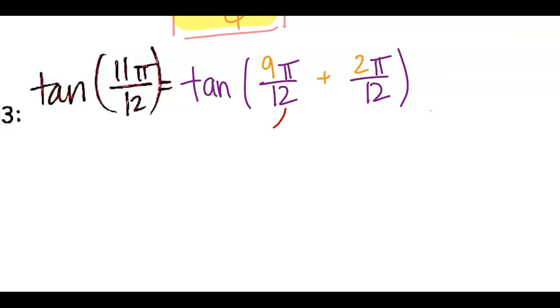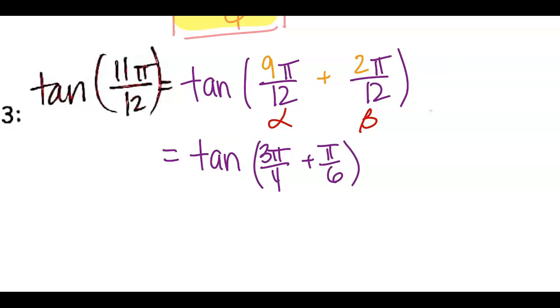This will be my alpha. This will be my beta. All right, well, let's see what happens. Okay, so let me see. If I was to simplify this, this will turn into tangent of 9 over 12 will reduce to 3 pi over 4, plus 2 over 12 will reduce to pi over 6. Pi over 6, 100% is in my unit circle chart. 3 pi over 4 is not quite in my unit circle chart. However, with this having a reference angle, I'll know exactly where to find it.